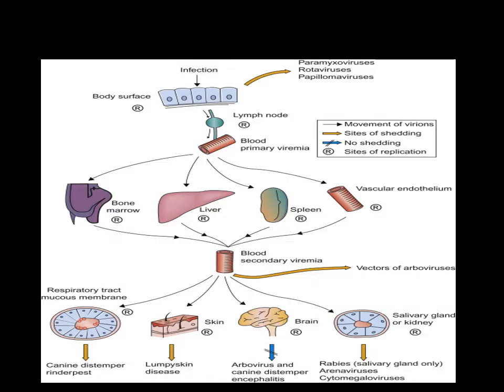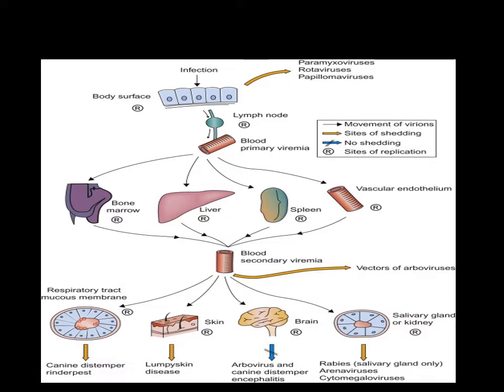So in this picture you can easily see, first there is the infection of the virus. So the virus first multiplies locally at that site only from where it is entering. Then with the help of the lymphatics it reaches the blood, and that is known as the primary viremia. Viremia means now the virus is in the blood, and now the normal symptoms of viral infection will be there: fever, malaise, and all other symptoms.